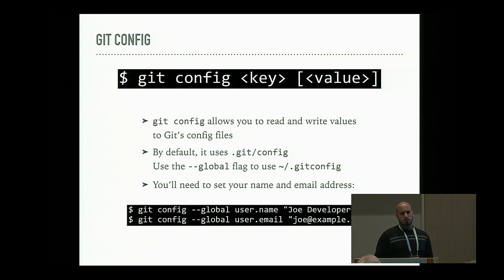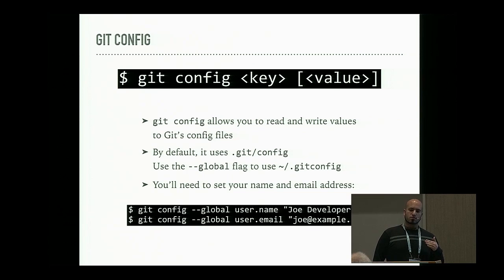So the first command we're going to use to modify a repository, because we've already learned one command, that's git init. Now we're going to learn git config, which actually most of you have already used in the pre-work to set up your text editor to work properly with Git. So git config allows you to read and write values to Git's configuration files. And there are actually several files.